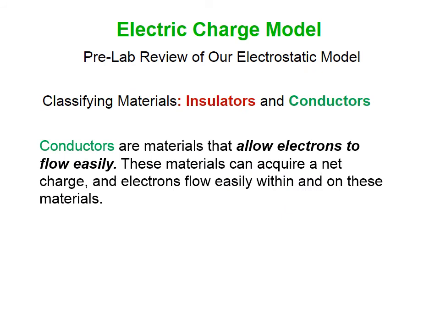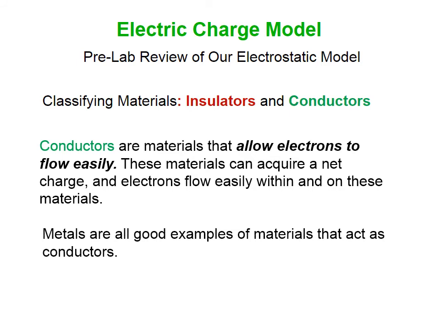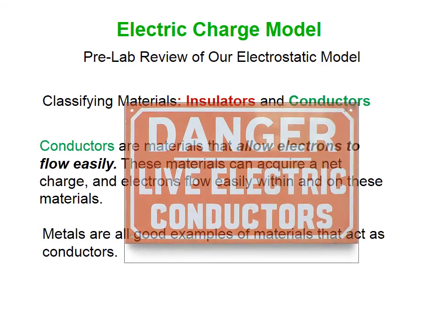So conductors are materials that allow electrons to flow easily. We saw in a couple of the last slides, these materials can also acquire a net charge, but when they do, the electrons can easily flow through the material, on the material, and hence be transferred to other objects that may be touching it. Metals are all good examples of conductors.